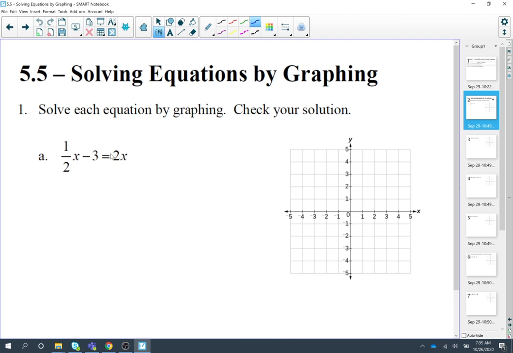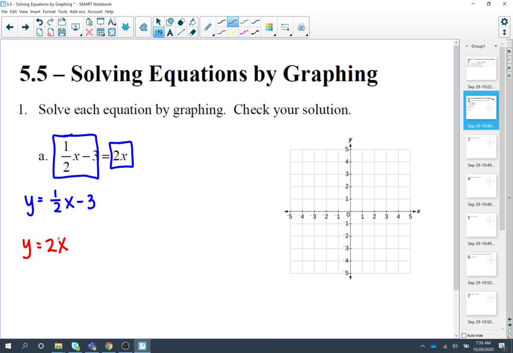Now the way we can do this by graphing is very similar to a system where we're going to break it up. So over here on the left side of your equal sign is our first quote-unquote equation, and on the right is our second one. So we're going to treat this essentially as y equals 1/2 x minus 3, and then we're also going to treat it as y equals 2x. And then we have a couple options. We can use graphing, we can use substitution, or we can use elimination. But in this sense, they said I want you to use graphing.